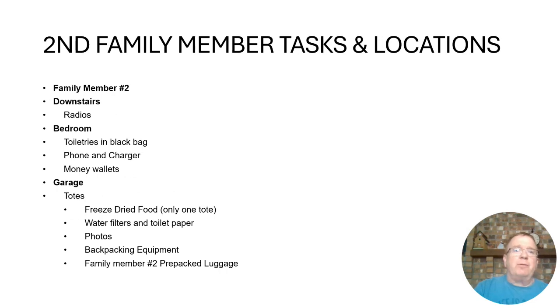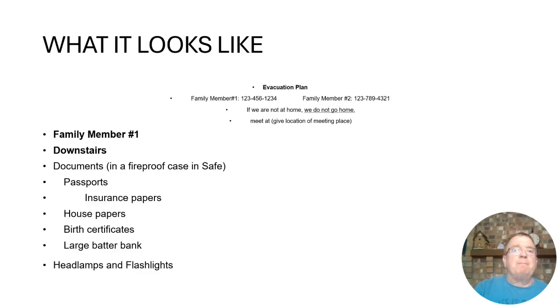The second one, for example, has the downstairs radios, the bedroom, toilet, garage, totes, you know, all that. They have their own list. So they grab their stuff. And this is basically what it looks like all together. You have the evacuation plan header on each page. Then you have what family member, what area, what they're getting. Bam. It just flows.